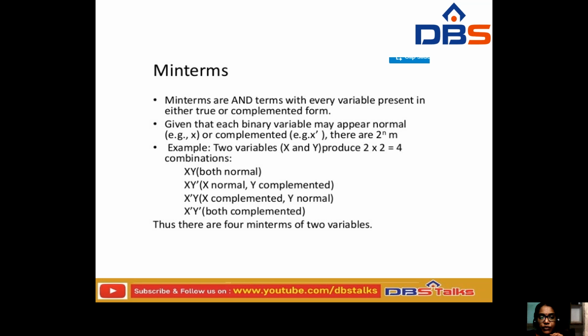So xy, where both are normal. X into y dash, that is x normal and y complemented. X dash into y, that is x complemented and y normal. And the next one, x dash into y dash, where both x and y are complemented. So here we have observed that with 2 power n, the maximum number of possible combinations that we are going to get is 4.